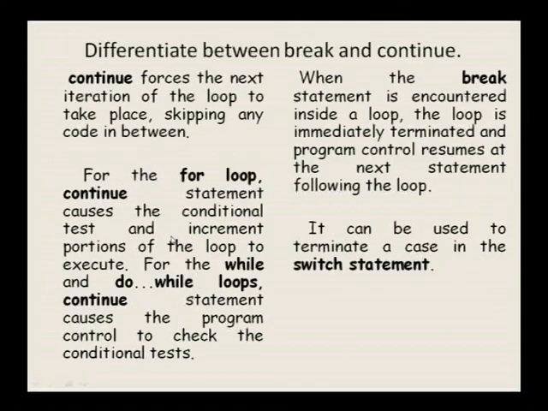Next, how do you differentiate break and continue? The continue always forces the next iteration of the loop to take place, skipping the code in between. That is, whatever is left in that particular iteration is skipped, and the next iteration begins. For the for loop, the continue statement causes the conditional test and increment portions of the loop to execute. For the while and do while loops, the continue statement causes the program control to check the conditional statements. As we know, in the do while loop, it checks at the end of the loop, and in the while loop, it checks prior to the statement execution.